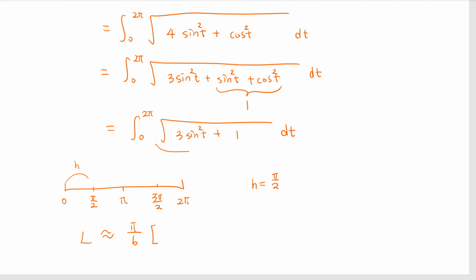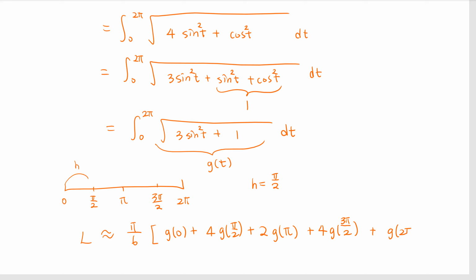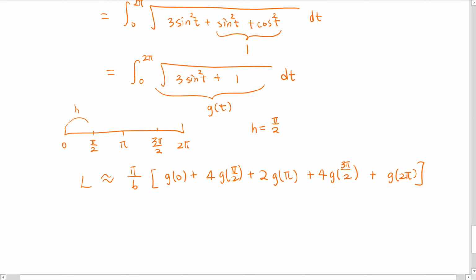And then let's call this function g of t, right? We have g of 0, and then 4 copies of g of pi over 2, 2 copies of g of pi, 4 copies of g of 3 pi over 2, and then 1 copy of g of 2 pi. So far, so good, everybody?